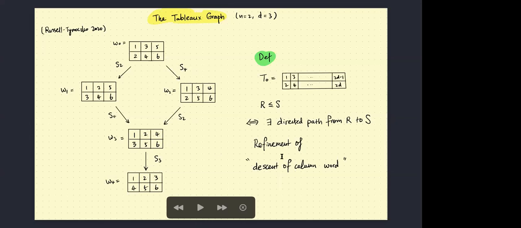Okay. So in addition to comparing them by descent, I can also look at this tableau graph and define a new partial order: if 2 things are related by a path, so if I can go from one to the other by a directed path, then I say they're comparable in this partial order. So it's really a refinement of the descent. Sometimes you might have two tableaux where one has a smaller descent than the other, but there might not be a path from one to the other. So this is now a partial order instead of a total order.